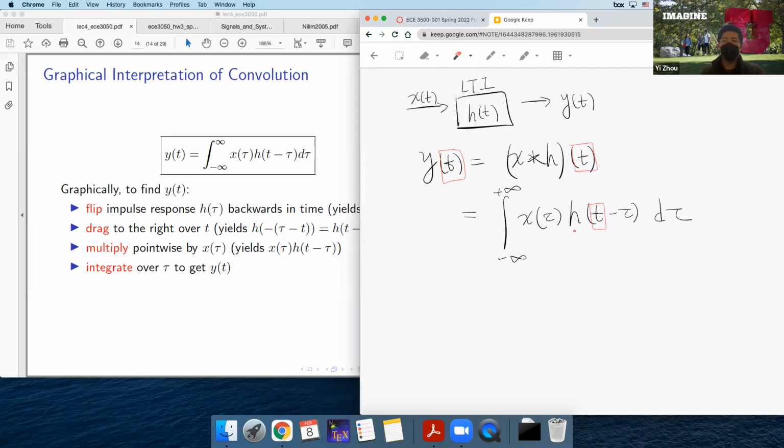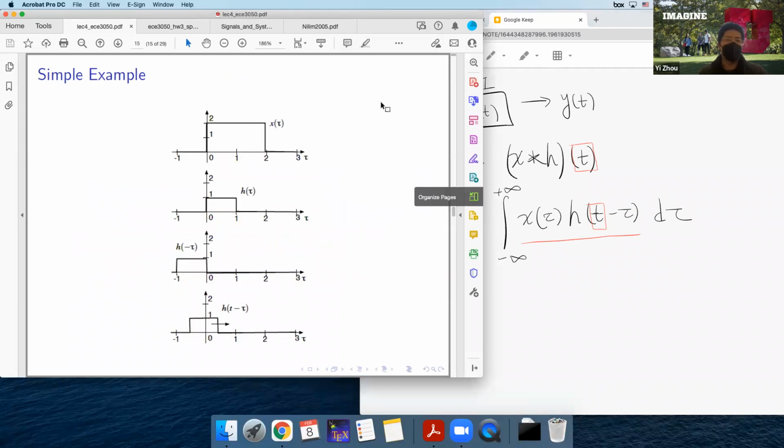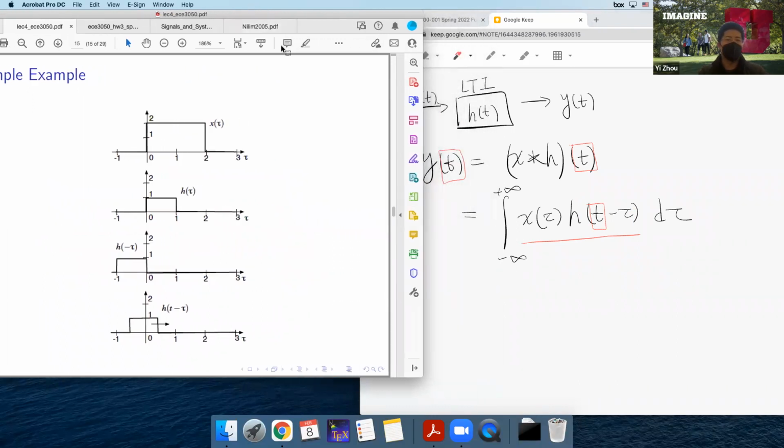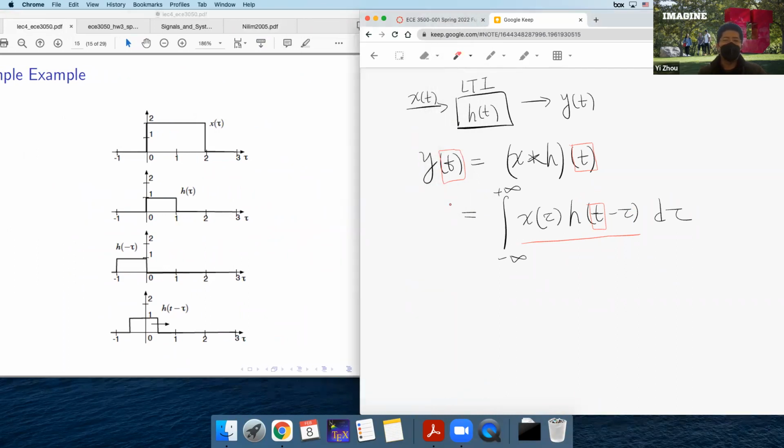We can see that in order to evaluate this convolution, we need to look at this product of signals. One of them is x(tau), which is the input signal, and the other one is h(t minus tau). Now, if tau is the time index, then this is a reversed and shifted version of the signal h(tau). So let's look at a graphical explanation of this convolution example. Here we are looking at the convolution at a particular time t, and for that, we need to calculate this integration.